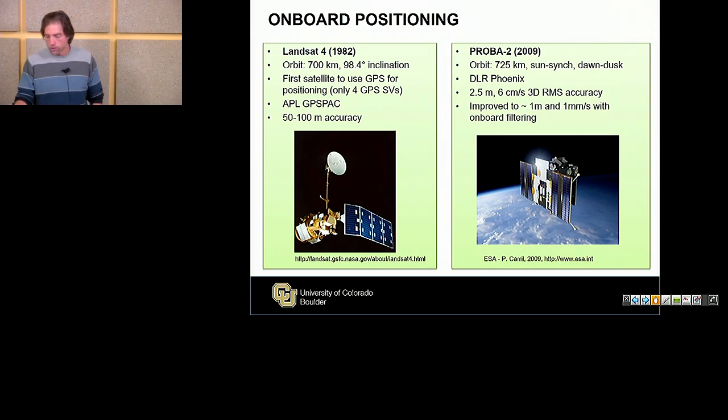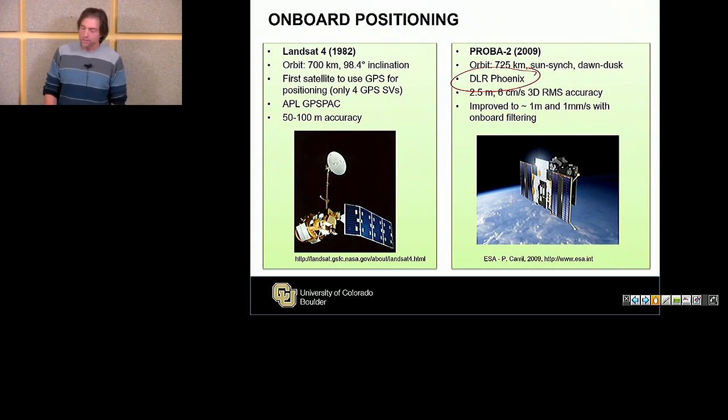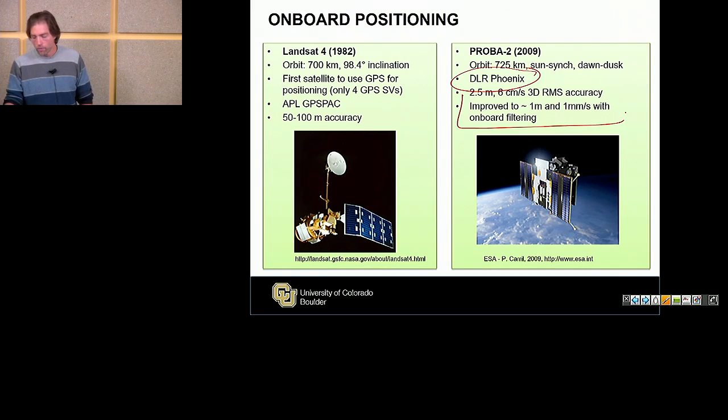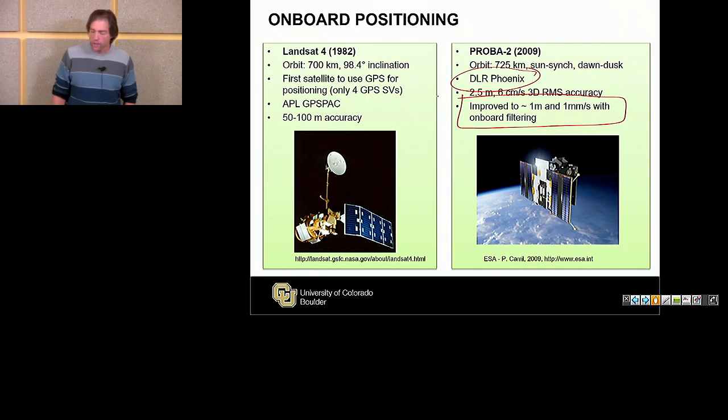And there's a receiver that's flown out of DLR, which is the equivalent of NASA in Germany. Phoenix, they used sub-watt, and it was very small and gave very, very good accuracies, improved to 1 millimeter per second velocity. So that's just how things have evolved over time, but that's true with any technology.